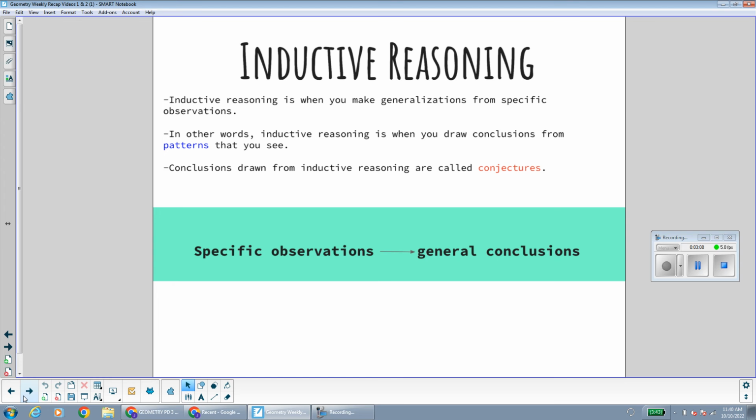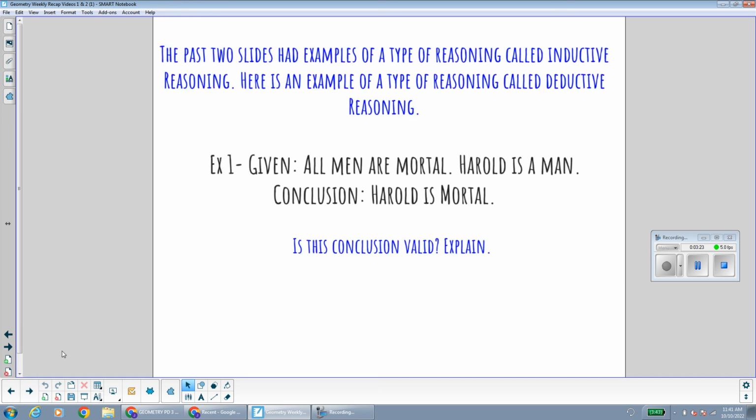Conclusions that are drawn from inductive reasoning are called conjectures. And as we saw, sometimes the conjectures drawn with inductive reasoning are not always valid. Sometimes the conclusions are not valid. That's why in geometry, we really like to use a type of reasoning called deductive reasoning. Here's an example of a type of reasoning called deductive reasoning, and then afterwards we'll talk about what it is.